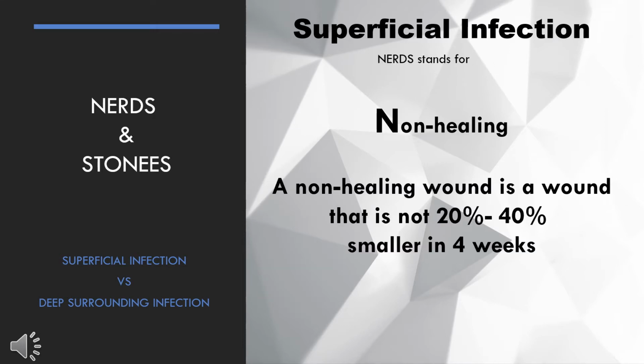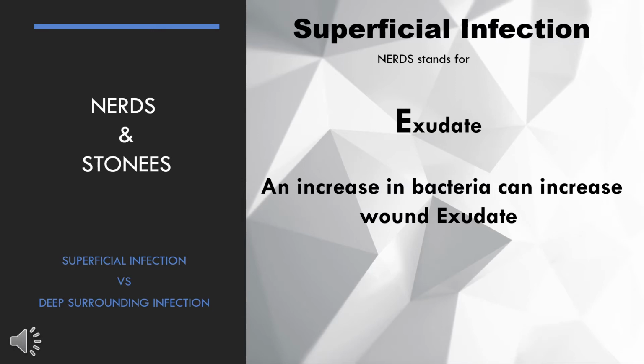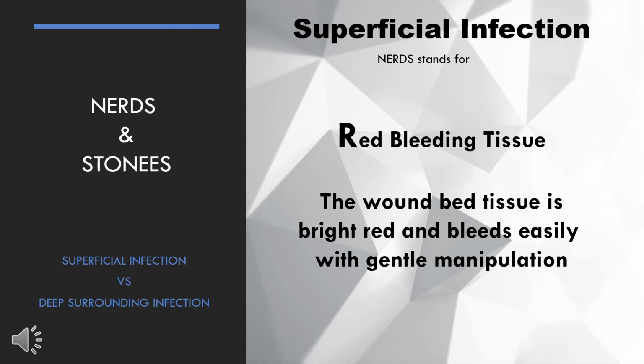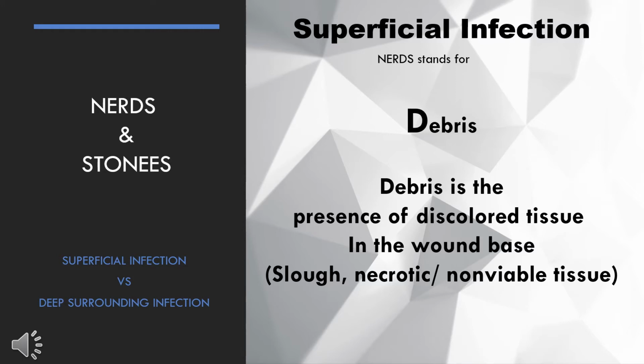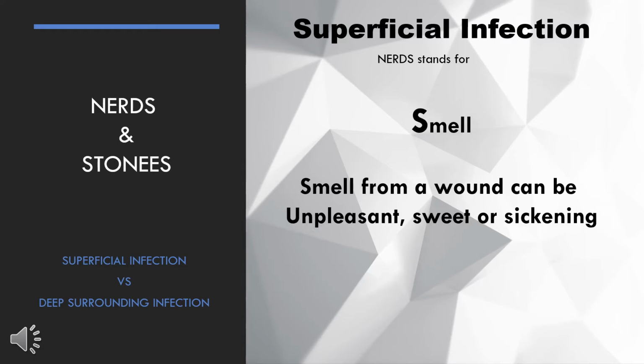A non-healing wound is a wound that is not 20 to 40% smaller in 4 weeks. An increase in bacteria can increase wound exudate. Red bleeding tissue is when the wound base is bright red and bleeds easily with gentle manipulation. Debris is the presence of discolored tissue in the wound base. This can be slough, necrotic, or non-viable tissue. Smell from the wound can be an unpleasant, sweet, or sickening smell.